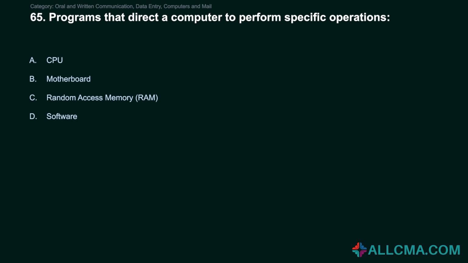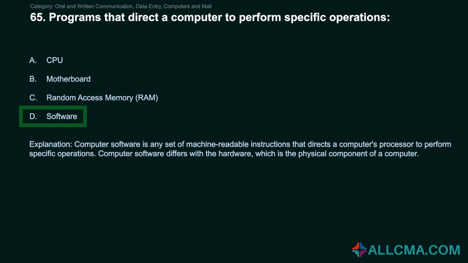65. Programs that direct a computer to perform specific operations. A. CPU. B. Motherboard. C. Random access memory, RAM. D. Software. Correct answer, D. Software. Computer software is any set of machine-readable instructions that directs a computer's processor to perform specific operations. Computer software differs with the hardware, which is the physical component of a computer.